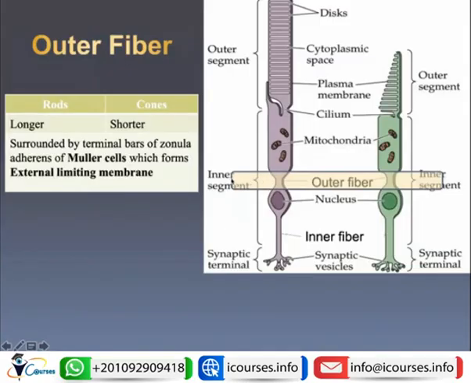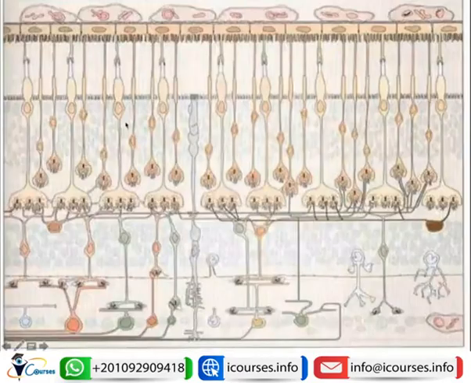Specifically, another part is the outer fiber and the inner fiber, or the outer portion and inner portion, and there will be what's called the outer fiber. The outer fiber is a part of the inner segment of the photoreceptors, which connects the outer and the inner portion to the nucleus. This part is longer in the rods because the rods are longer, while it is shorter in the cones because the cones are shorter.